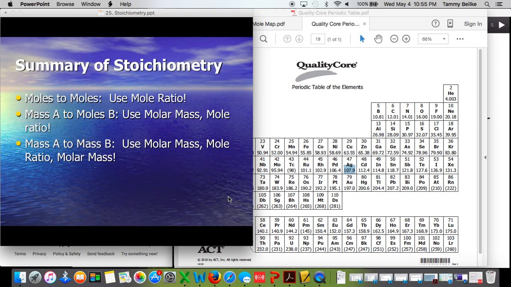Well, that's great. So essentially, stoichiometry can be used to convert from one unit of one substance to a unit of another substance. And it is all based on using the mole ratio.